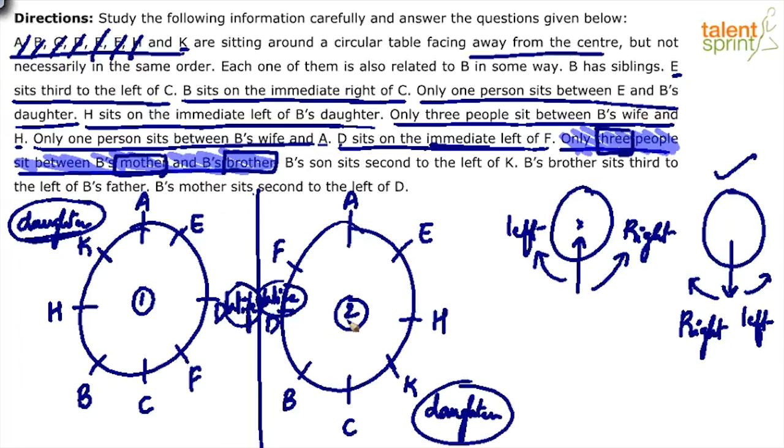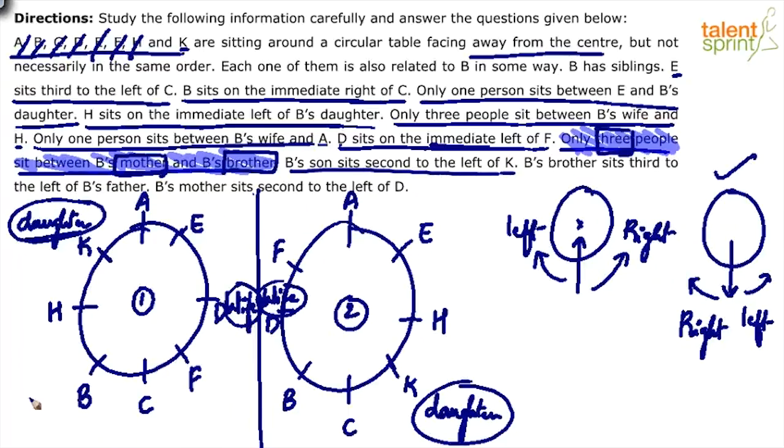Next point, B's son sits second to the left of K. So this can be fixed. B's son sits second to the left of K. K is here, second to the left of K. K is here, right? Left of K. What is left of K? Anti-clockwise. So B's son sits, very interesting, second to the left of K. So come second to the left of K.